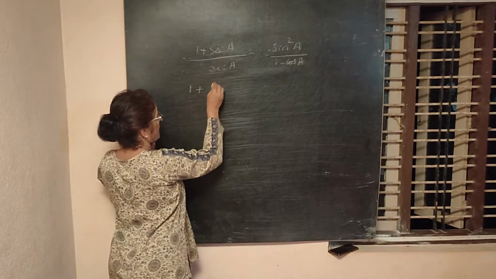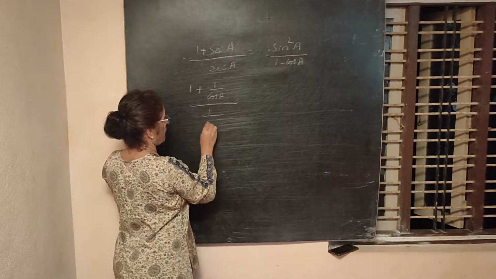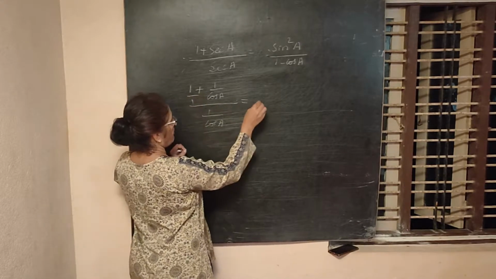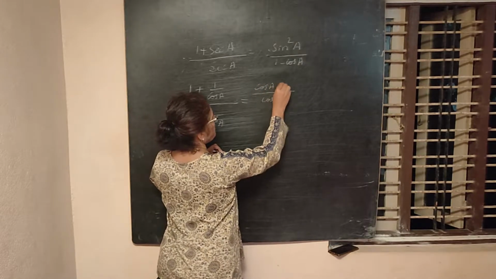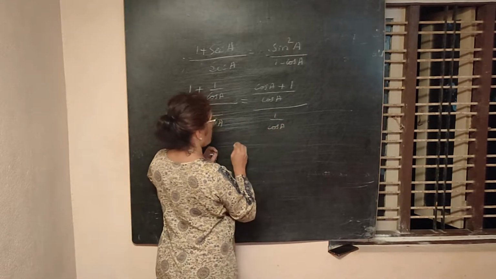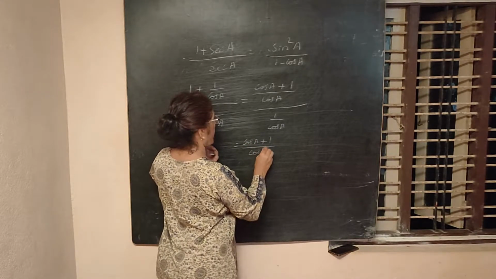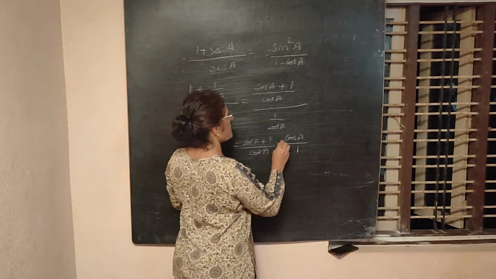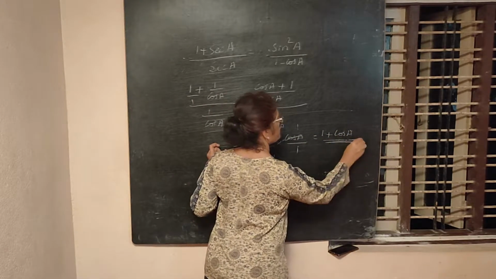So let me simplify the left hand side. 1 plus secant A is 1 by cos A divided by secant A, which is 1 by cos A. Cos A is the common denominator. What do you get? Cos A plus 1 divided by cos A, divided by 1 by cos A, is equal to cos A plus 1 divided by cos A, into cos A goes up divided by 1. The cos A's cancel, and you will get 1 plus cos A, or cos A plus 1.